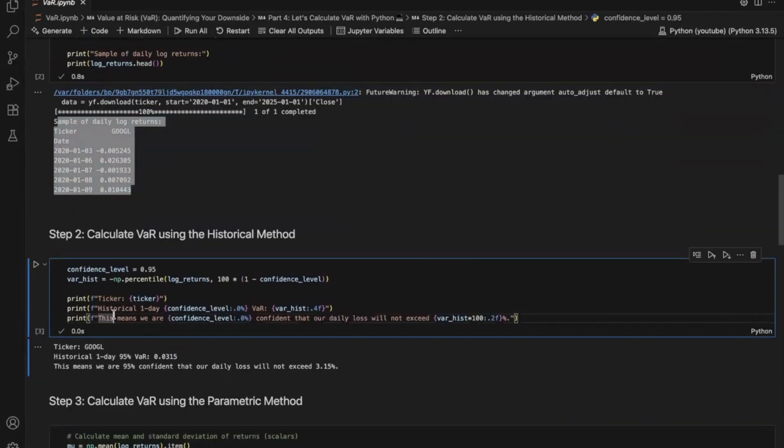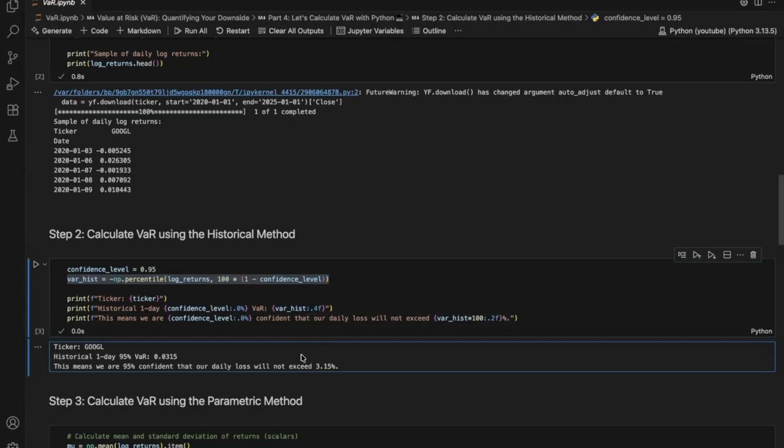Now, for the historical method, let us set our confidence level to 95%. This means we are interested in the 5th percentile of our daily losses. Our code here calculates the 95th percentile of the losses, or the 5th percentile of the returns. For Google, with a 95% confidence, our historical 1-day VaR is about 0.0315. This means, based on past data, there is a 95% chance we won't lose more than 3.15% in a single day.